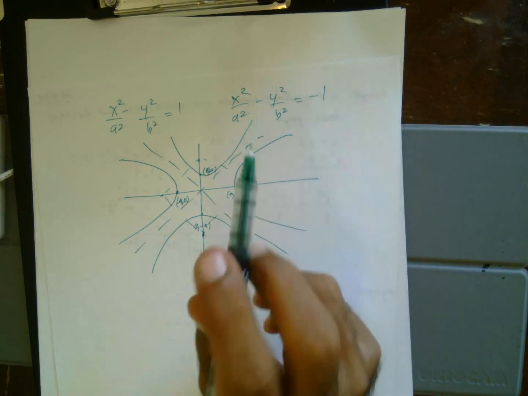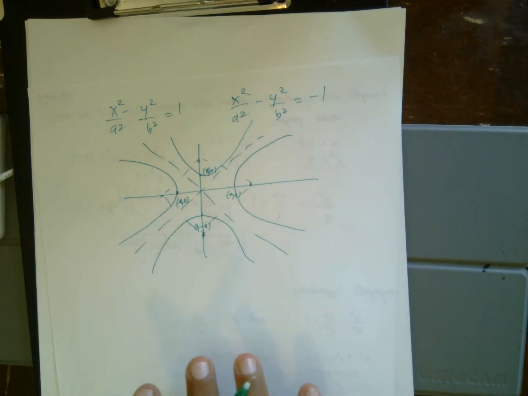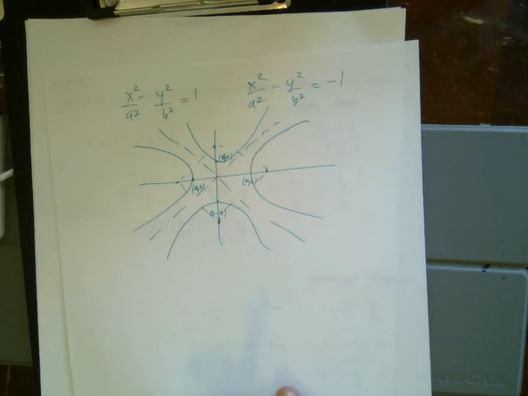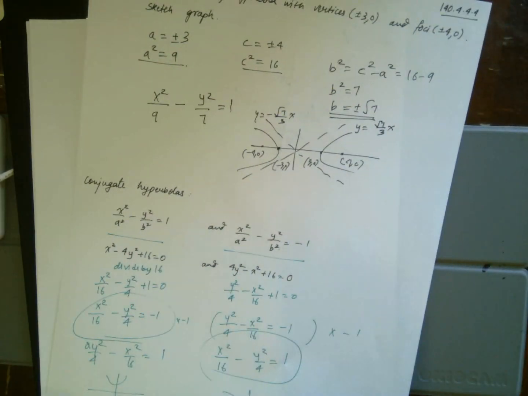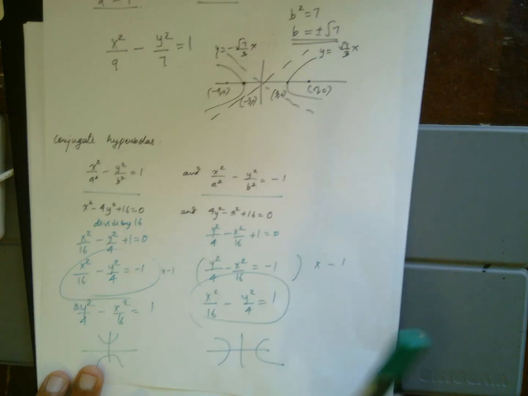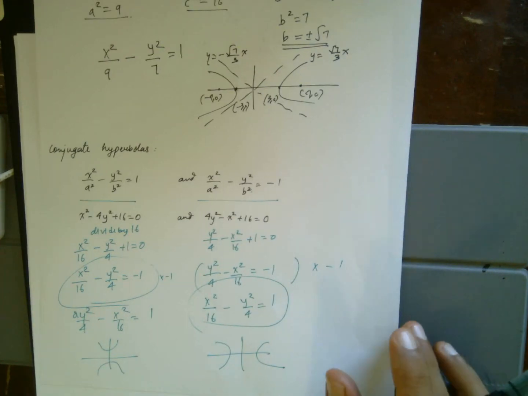There's a more rigorous definition of conjugates, but just to give you an idea that these conjugate hyperbolas, one of them, if you rotate them by 90 degrees, you get the other. So that's the easiest way to think about them.